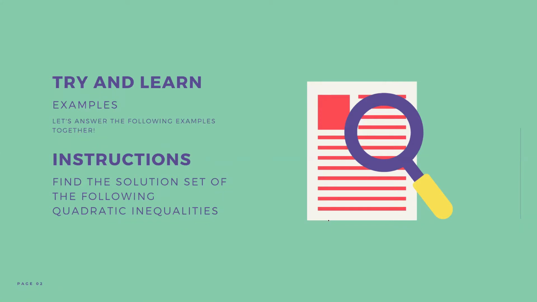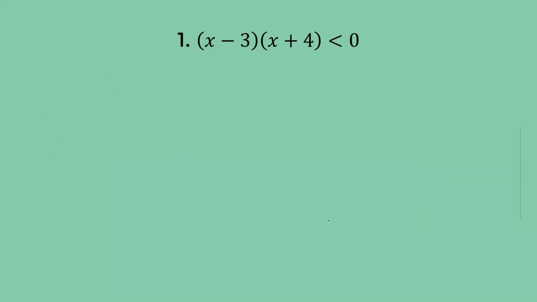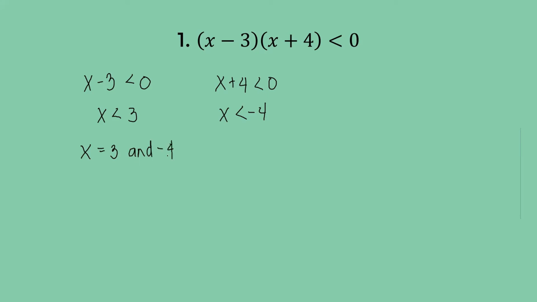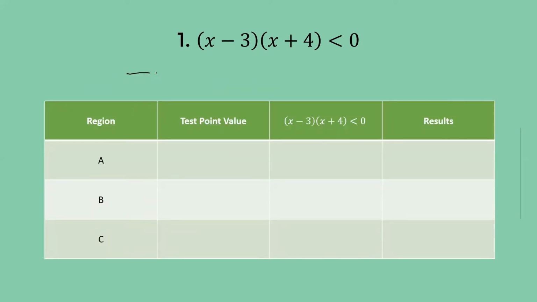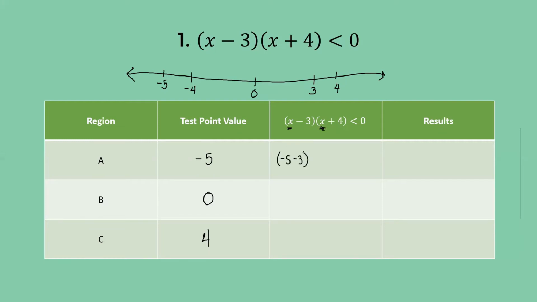Now let's have some examples. Let's find the solution sets of the following inequalities. Number 1, x minus 3 multiplied by x plus 4 is less than 0. First, let's find the values of x, which are 3 and negative 4. Let's plot 3 and negative 4 on our number line. Look for a test point value. So find something before negative 4, after negative 4, and after 3. Substitute them to our x.